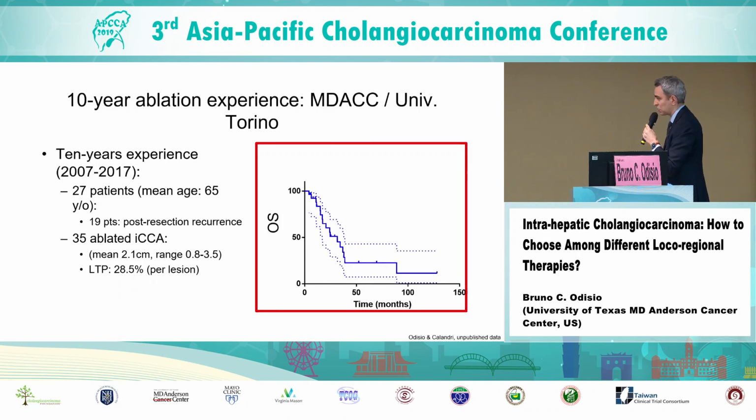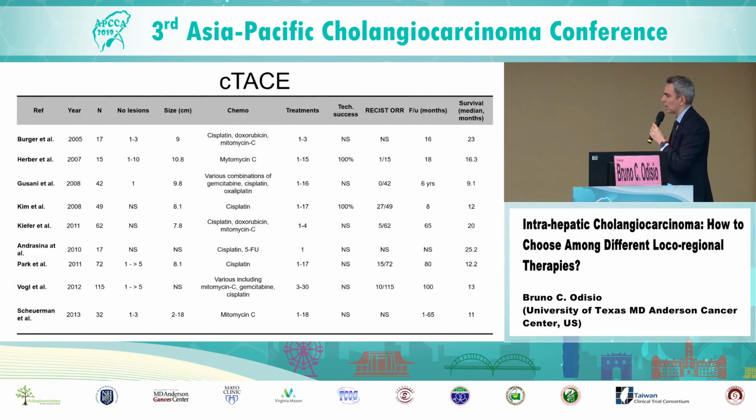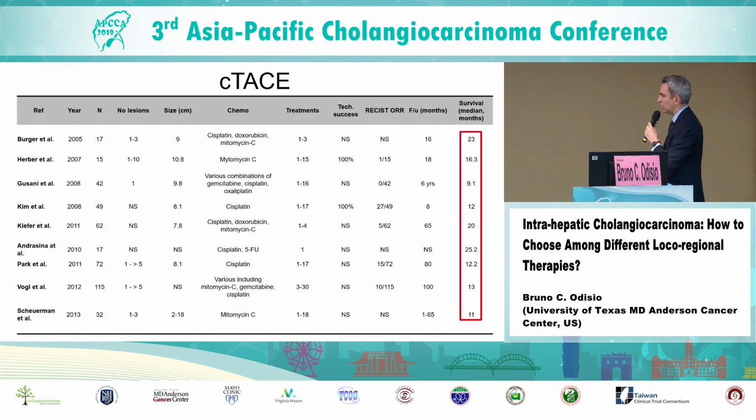We see that the lesions that are less than 3 centimeters tend to have a local tumor progression rate of about 15%. So tumor size makes a big difference in the ability to control those patients. Median overall survival from the time of ablation was 31.6 months. Conventional TACE, same thing. Median overall survival from as low as 11 to 23 months.